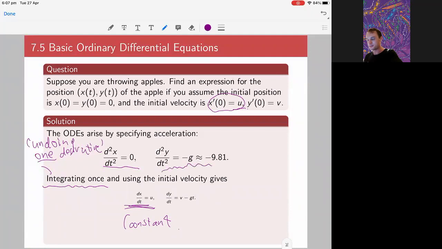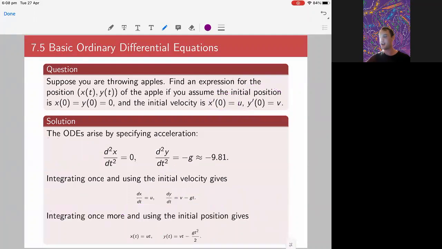What about this one? The second derivative of y is minus g. One particular function whose derivative is minus g is minus g times t. So we could use this as our solution for the y velocity. But we know there has to be a plus c here, and this plus c has to be equal to v, because we've said that initially the y velocity is v. So the solution of this problem is that guy there. We've now turned our second order equations into two first order equations.